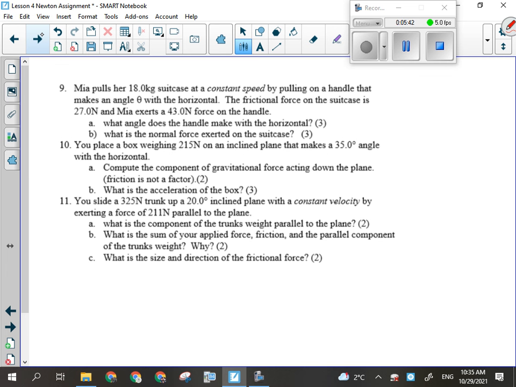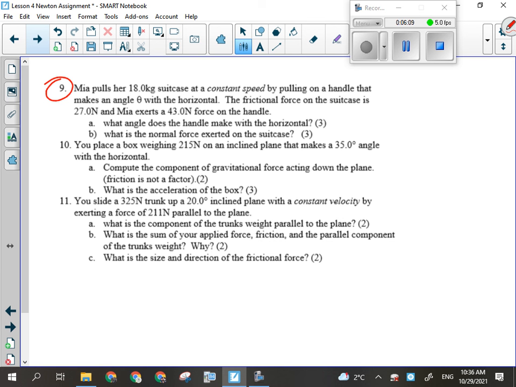Number 9 is like what we did yesterday with friction and the box being pulled at an angle. The box isn't moving at an angle, but it's being pulled at an angle. So friction's involved, vectors are involved. This is probably the mother of all questions on this particular assignment. It's the most involved and has the most to do.